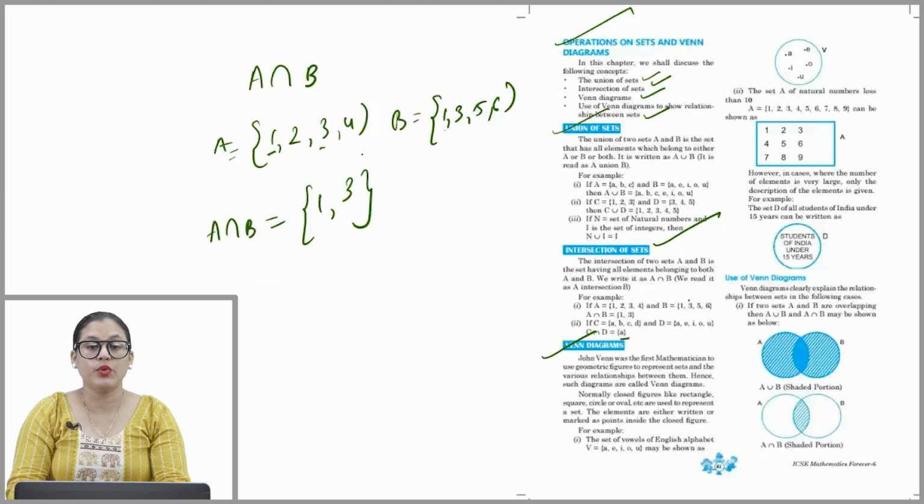Hence, such diagrams are called Venn diagrams. Normally, closed figures like a rectangle, square, circle or oval, etc. are used to represent a set. The elements are either written or marked as points inside the closed figure.